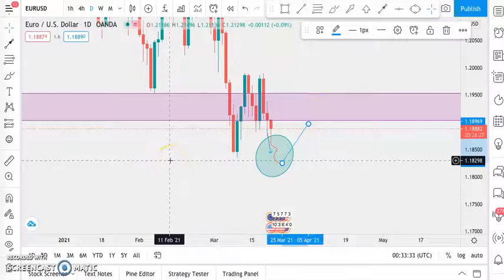So this is the situation of the EURUSD charts. We do hope that it's giving you some clarity on the situation of the markets. And if you do have any comments on this, feel free to let me know.